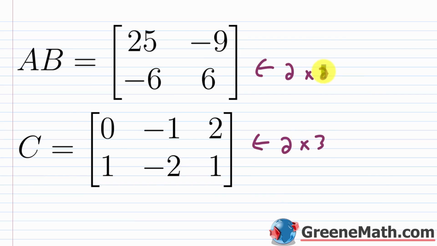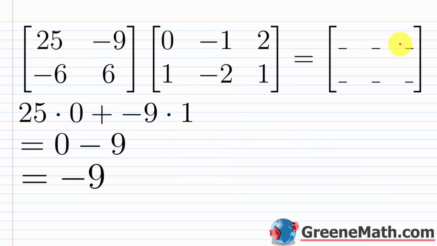Remember, the number of columns here, which is 2, has to match up with the number of rows here, which is also 2. If you think about the product matrix ABC, we're going to have a 2 by 3. So the number of rows from this by the number of columns from this. So a 2 by 3 matrix is what we're looking for. So here's your 2 by 3. And again, you're just going to start with this position right here, which is row 1, column 1. So you're working with this row and this column. So let's go through and crank this out.